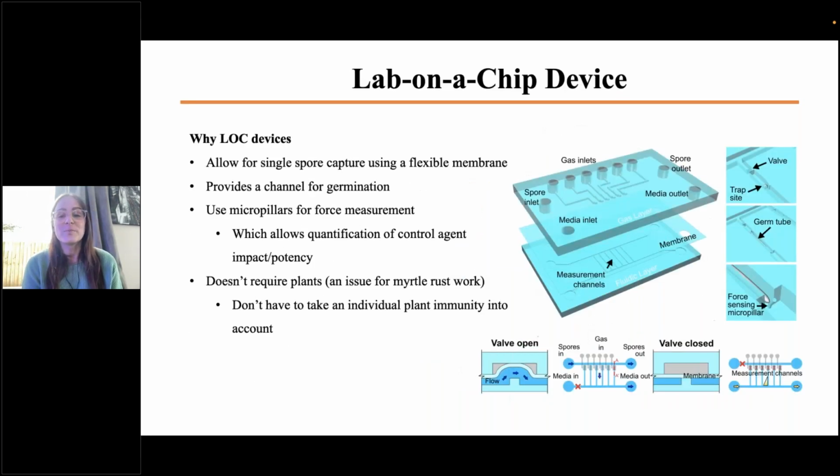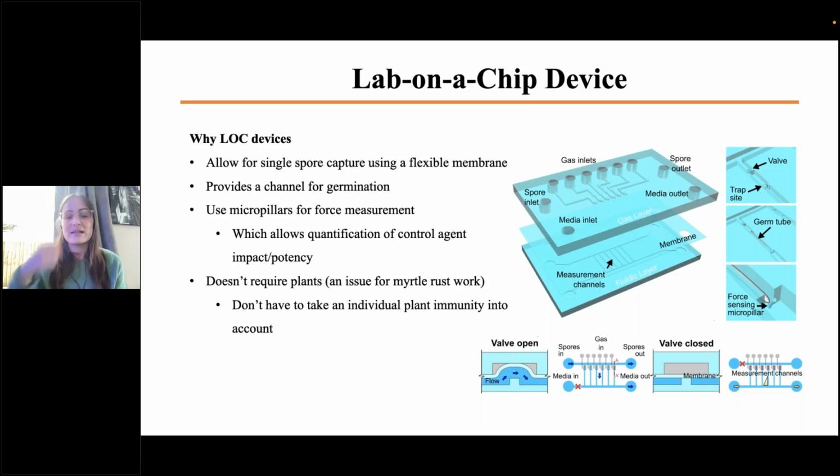So I'll just quickly talk about the other part of my thesis. That's working with a lab-on-a-chip device that was previously designed by Yilling Sun. So this is a microfluidic device. It's a 3-layer device, and it allows for single spore capture using a flexible membrane. It also provides a channel for germination and uses micropillars for force measurement.